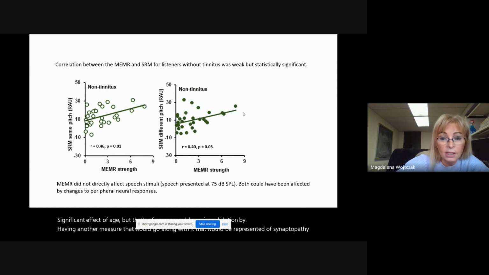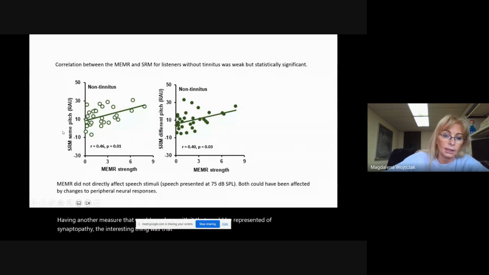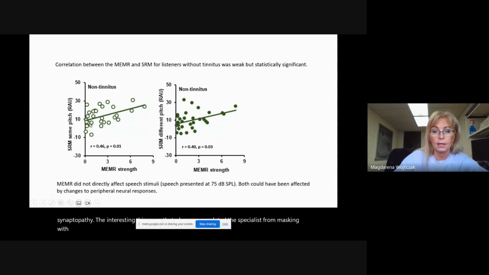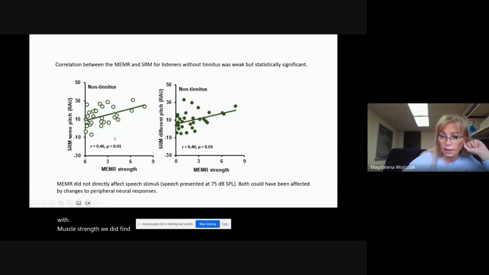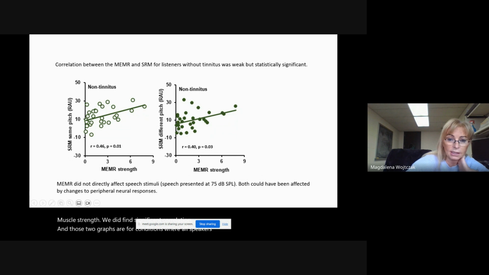The interesting thing was that when we correlated spatial release from masking with middle ear muscle strength, we did find a significant correlation. And those two graphs are for conditions where the speakers, target and masker, are at the same pitch and at different pitches.